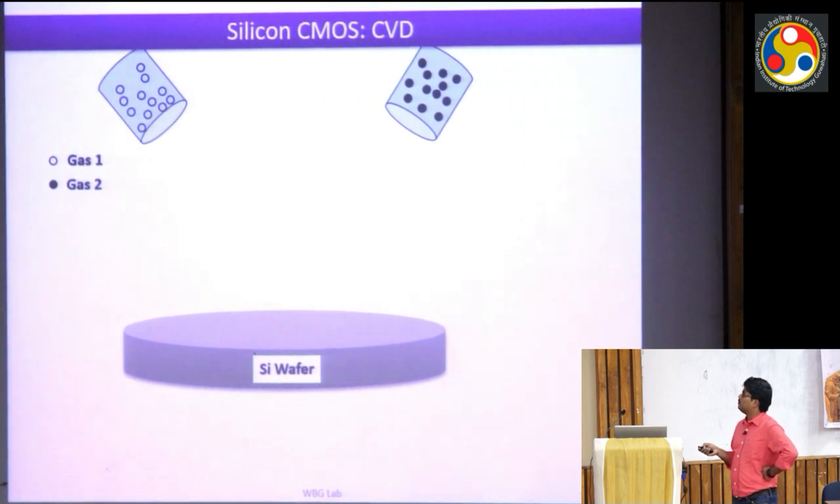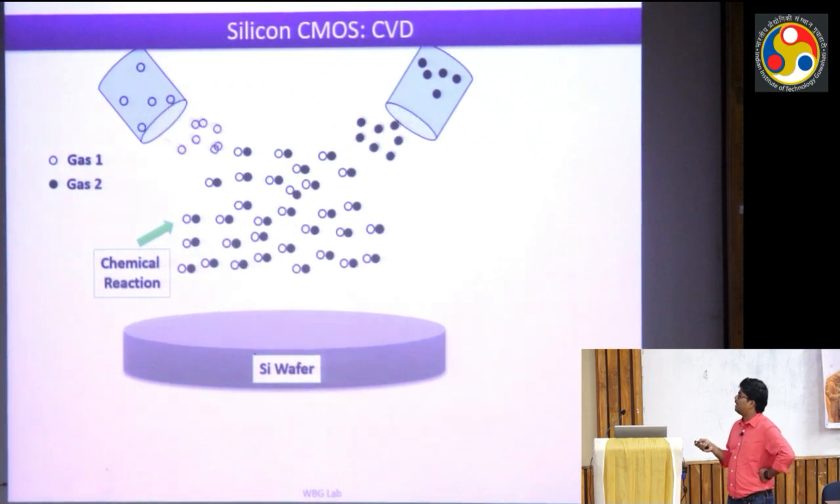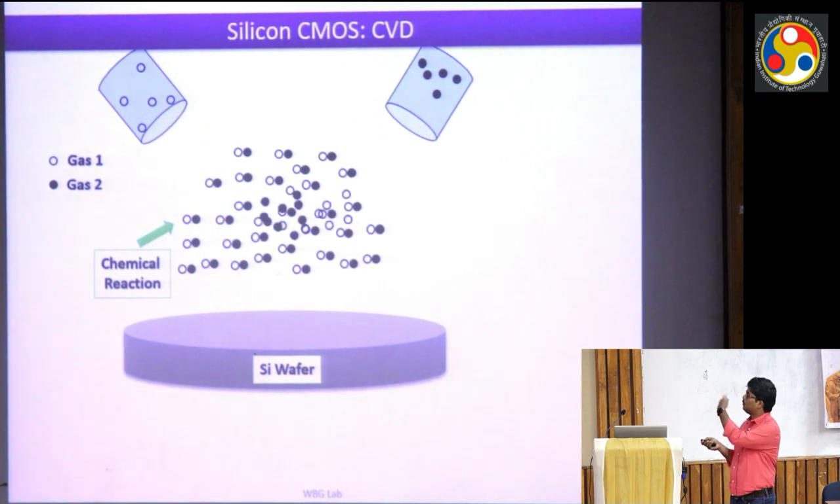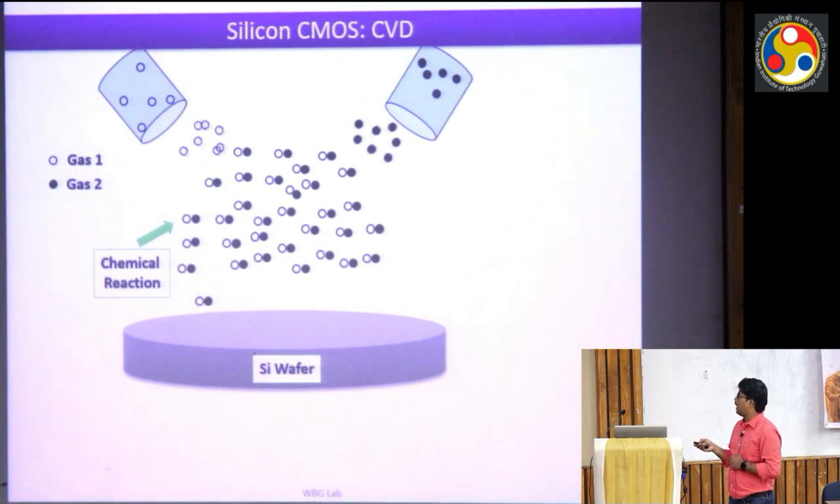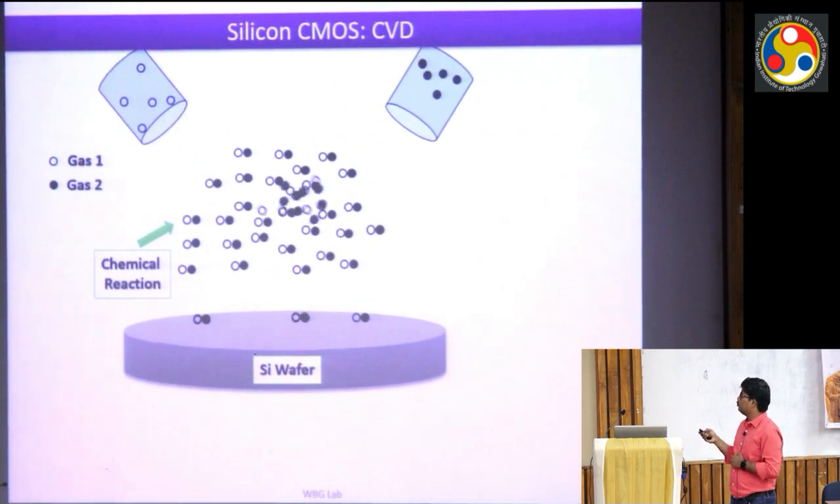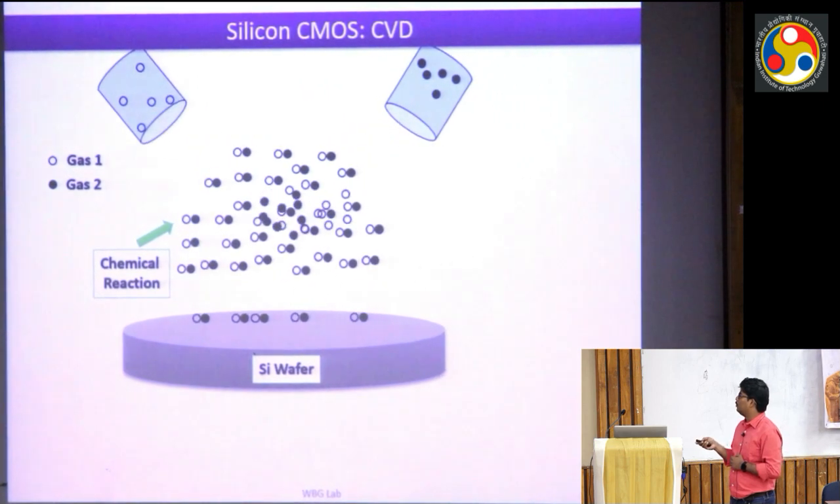So here we are basically using two gases, gas 1 and gas 2. In the case of silicon nitride, one is silane and another one is ammonia. They are coming from these two different sources, and then they are reacting. After this reaction, here is the difference between PVD and CVD: here we have some chemical reaction. After this reaction, some atoms will be deposited on the wafer, that is silicon nitride, and the residue will go out after this deposition of the atoms.